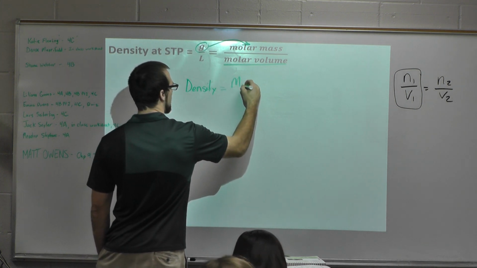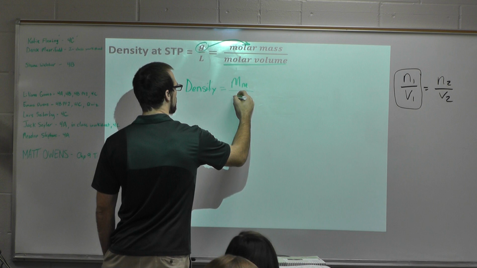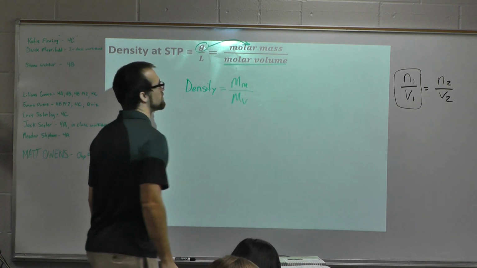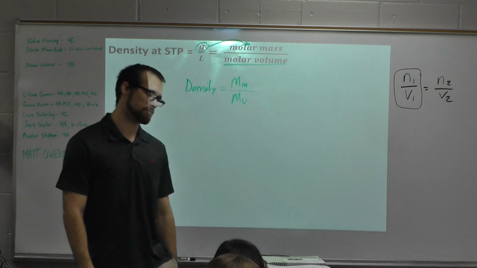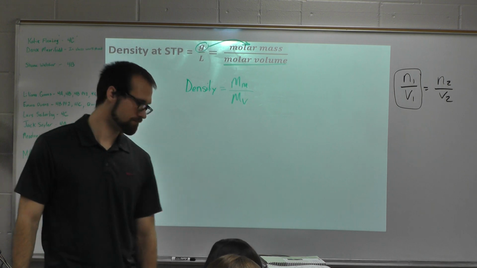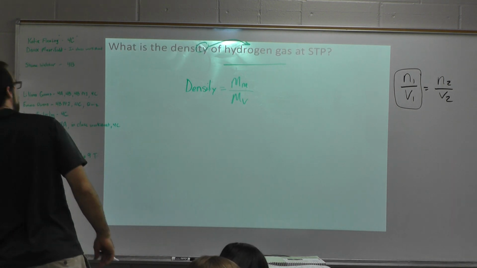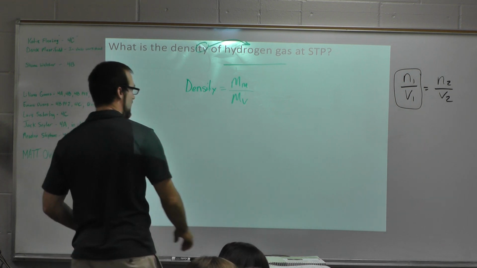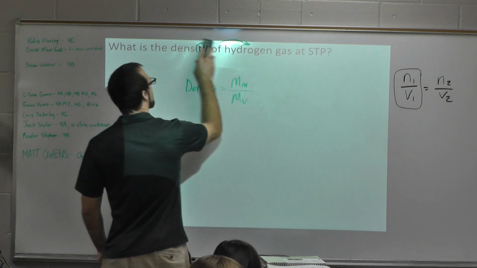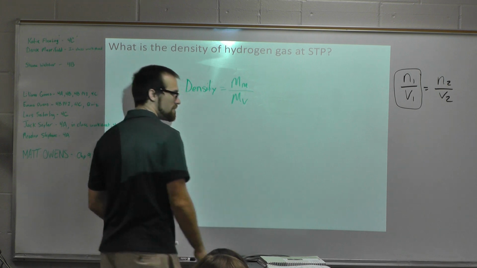Density is, I'll just do big M little m for molar mass and big M little v for molar volume. Okay? Now, what's the problem? What is the density of hydrogen gas at STP? And why does it have to be at STP?